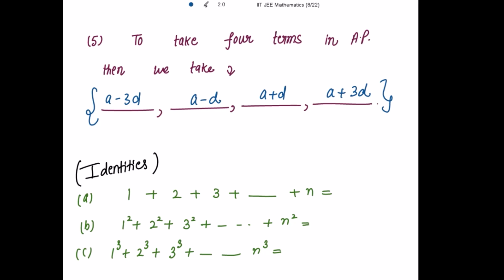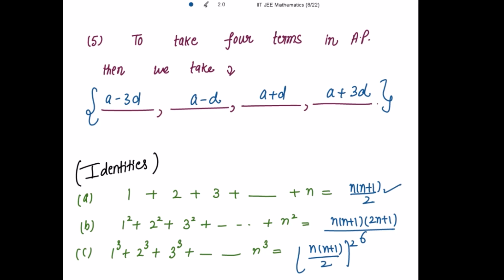Then the sum identities. The sum of the natural numbers is equal to n into n plus 1 divided by 2. The sum of the squares of the natural numbers is equal to n into n plus 1 into 2n plus 1 divided by 6. The sum of the cubes of the natural numbers is n into n plus 1 divided by 2, whole squared.